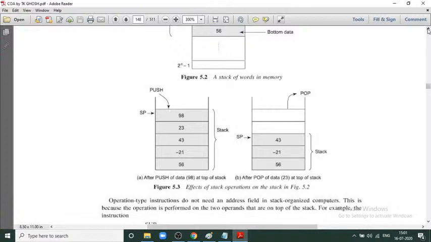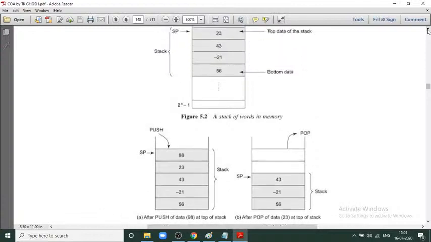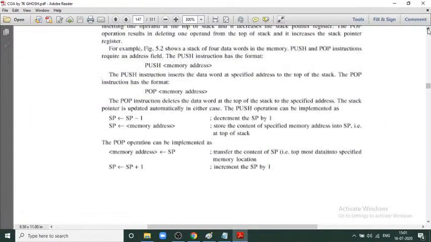That is why I have said that during the push operation, what happens? How do we denote the push operation? Push, then memory address. Suppose we want to push it at 751. So push 751. Automatically the 98 data, which is stored in the accumulator, will be pushed into 751. Similarly, what is the format of the pop instruction? Pop memory address. Suppose we want to pop it from 751. So we write pop 751. Then 98 data will be popped from the memory stack and it will be stored in the accumulator.